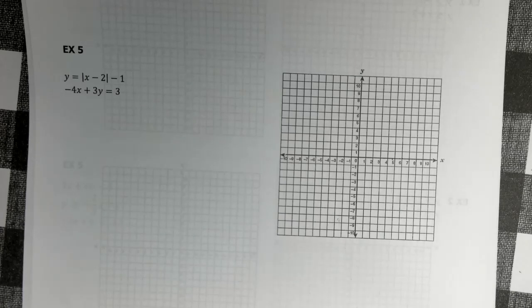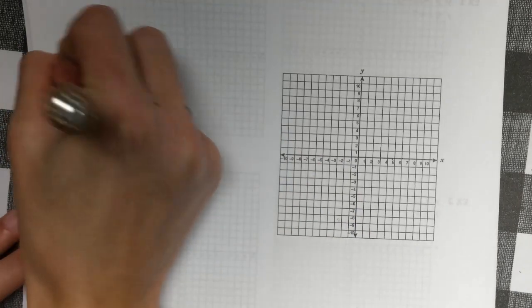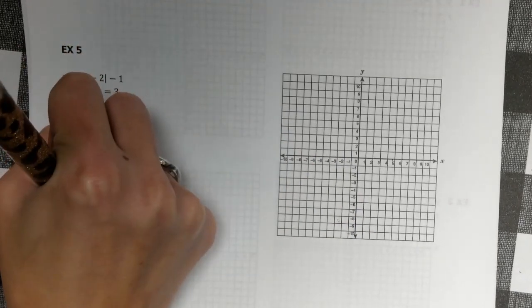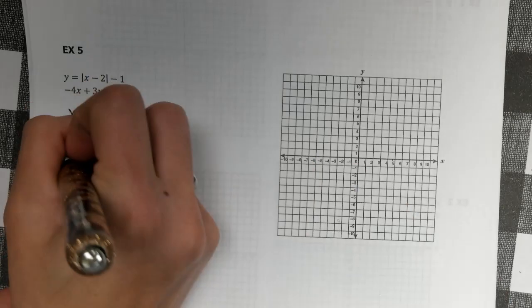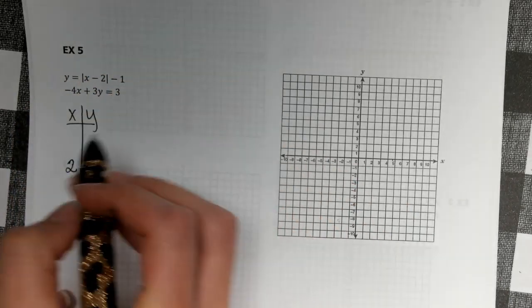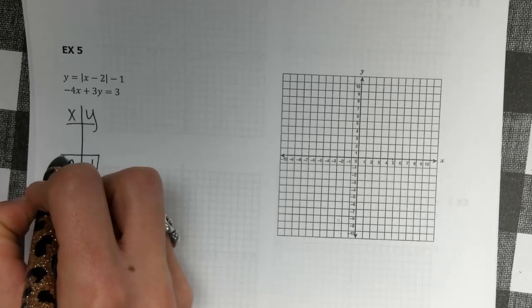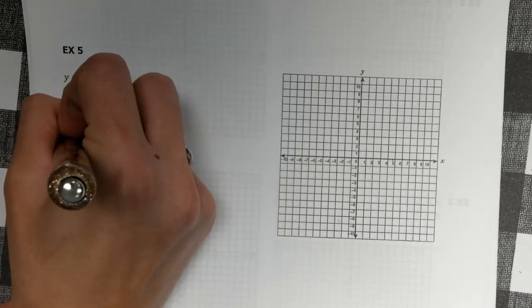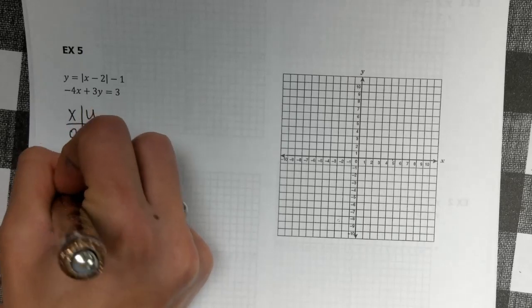All right, example 5. Absolute value of x minus 2 minus 1. I'm going to start with my table. What's my vertex? 2, -1. So then I'm going to have 1, 0, and 3, 4.